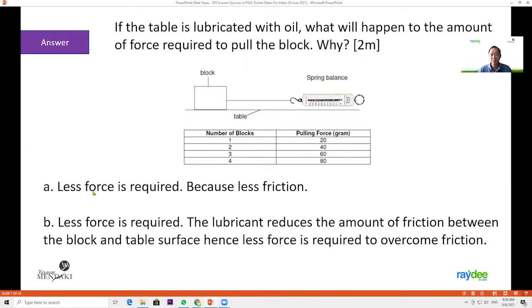Now, option A is what students usually answer, because they're not going to answer the whole thing fully. And because of not answering the whole thing fully, they're not going to get the full marks. So the correct way is actually the second way. This will be the full answer. Less force is required. The lubricant reduces the amount of friction between the block and the table surface. Hence, less force is required to overcome the friction.